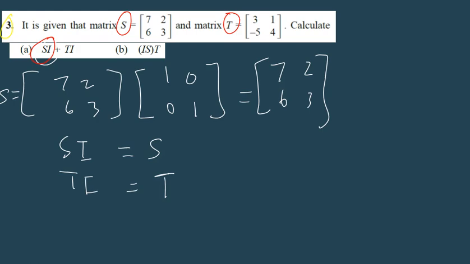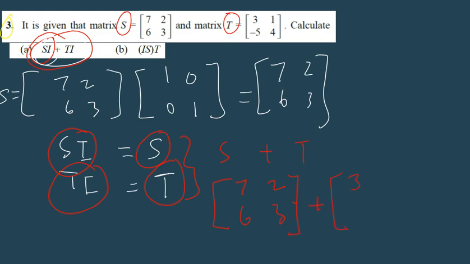So how do you solve this one? What you do is S you just add with T, because SI is also S, TI is also T, because I is the identity matrix. So you just add 7 2 6 3, you add with your T which is 3 1 negative 5 4, so you do the job. It's very easy, we have done it before.